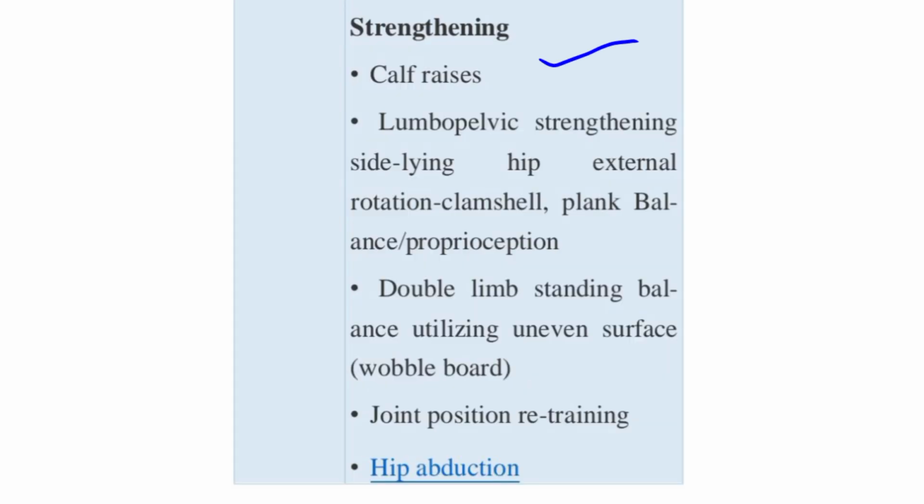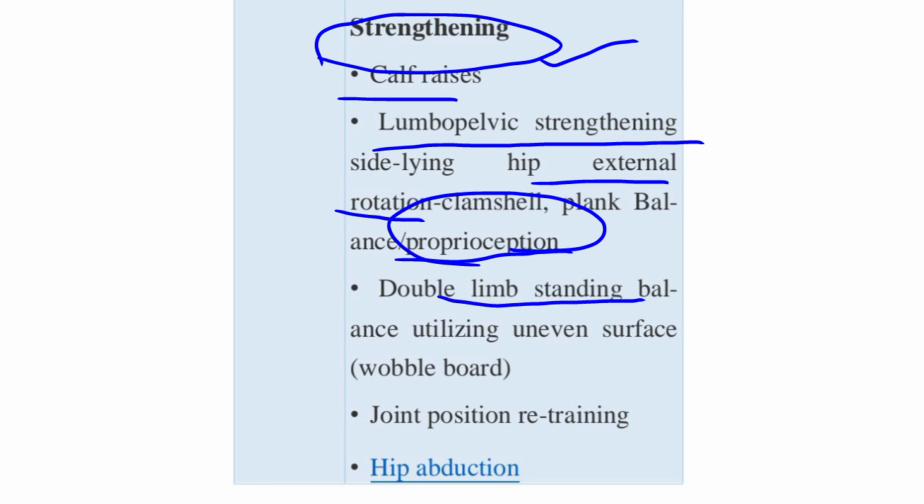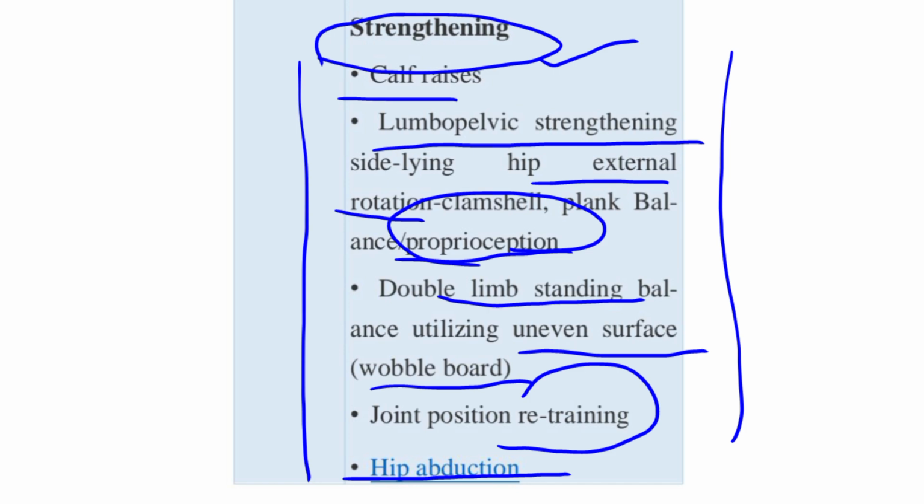Strengthening exercises: calf raise, lumbopelvic strengthening, side lying hip external rotation, and for balance and proprioception, joint position. These strengthening exercises play a vital role. Double limb standing balance, utilizing uneven surfaces, wobble boards, joint position retraining, hip abduction position. These are all for the strengthening in phase 2.